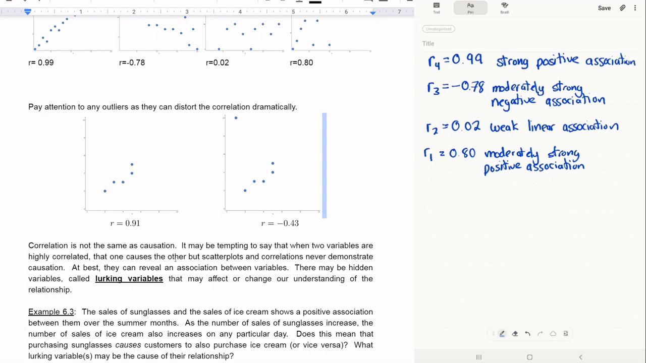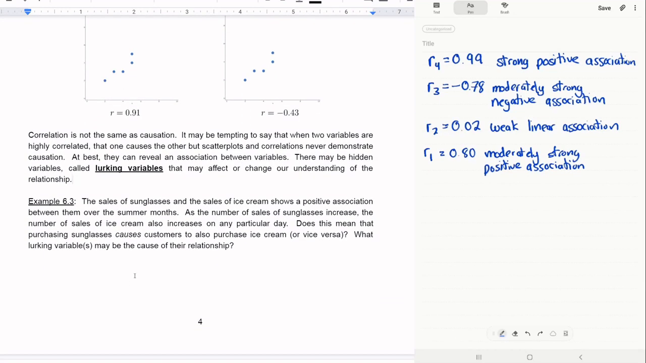There might be other hidden variables, sometimes called lurking variables, that may affect or change our understanding of the relationship. So let's have a look at an example of a lurking variable. Here we have the sales of sunglasses and the sales of ice cream showing a positive association between them over the summer months. What we notice is that as the number of sales of sunglasses increases, so too does the number of ice cream sales.